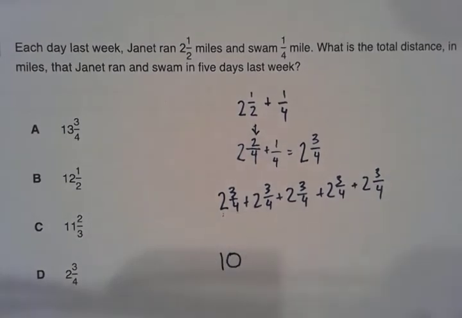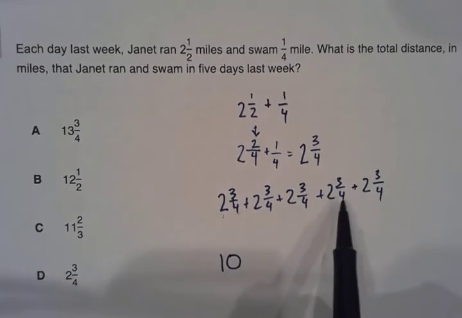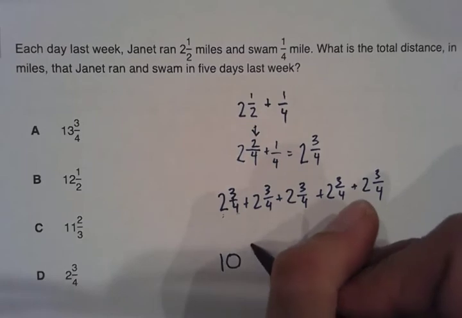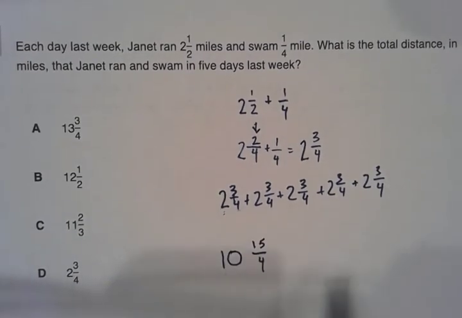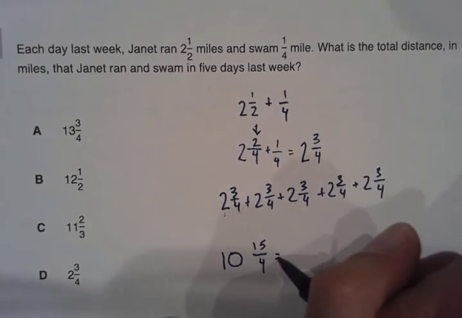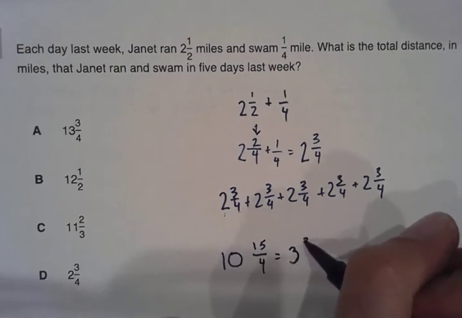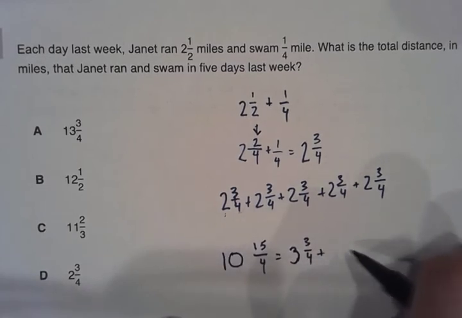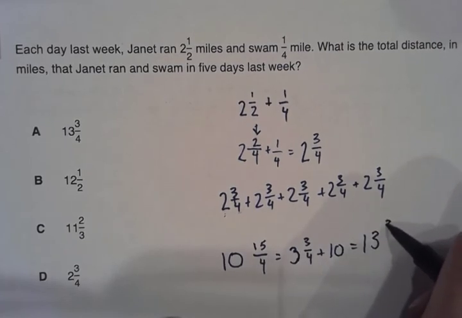Now, what about 3/4 added 5 times? Well, 3/4 plus 3/4 is 6/4, 9/4, 12/4, 15/4. Now, this is an ugly fraction. Now, let's convert this fraction so it looks a little bit prettier. So 15/4, I know that's the same as 3 3/4. Now, if we were to add the 10 to that, we get 13 3/4.